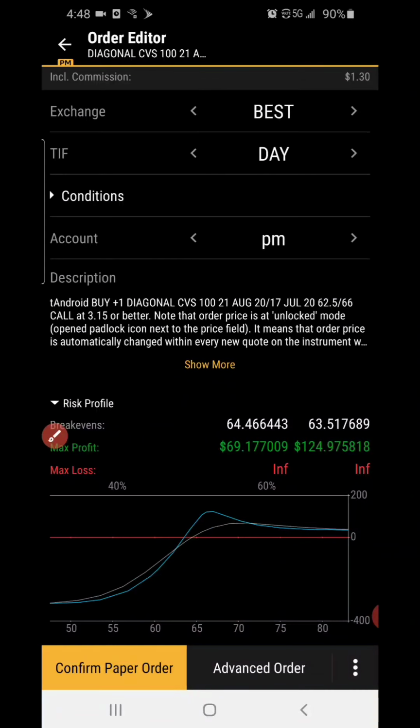Now, your profit loss is kind of a little bit weird. Your profit loss graph is a little weird on diagonal calendar spreads, because you have two different expiration dates, right? So the call that you sold expires in just a few days on July 17th. So this is showing you the profit loss graph on expiration. This blue line is at expiration on July 17th.